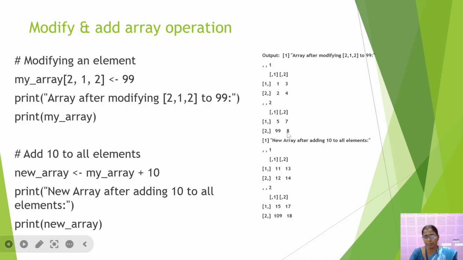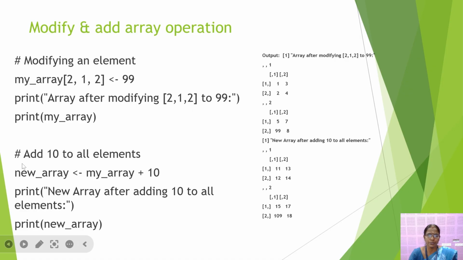Second row means this represents the second row in the first column. First column means this is the first column. You have to modify the element as 99. Then it can display the result as 99, like this. After modifying 2, 1, they will display it like this.